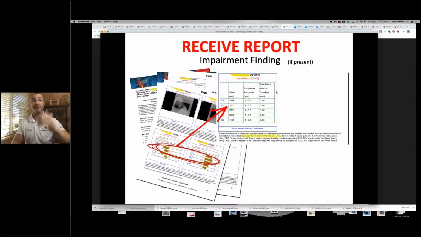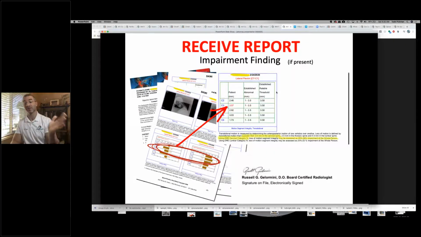So then I read this to him. I say, so then in this case, it says if it's greater than 3.5 millimeters in the cervical spine, then this is what's called a category 4, which means this can be assessed at 25 to 28% impairment of the whole person when they reach maximum medical improvement. When we close out the case, that's when we're going to turn around and look at this impairment finding and call it an impairment rating.